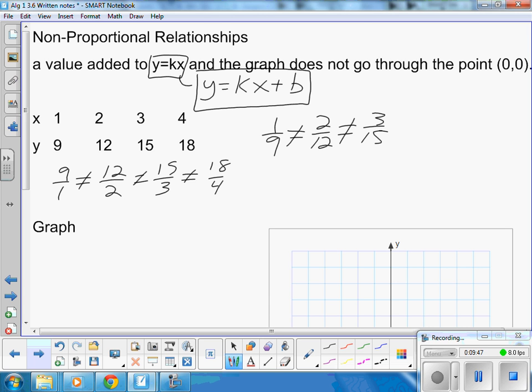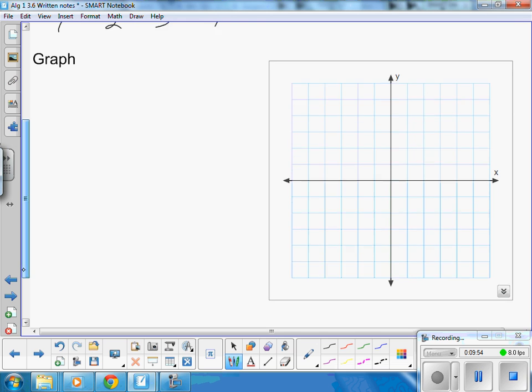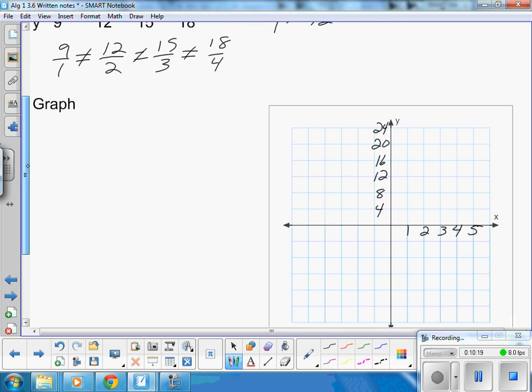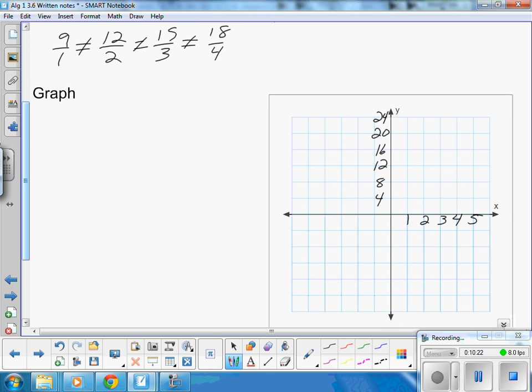Now, I'm going to come back to writing an equation in just a second, but let's graph these points. When we graph these points, I'm going to use 1, 2, 3, 4 for my x values again, counting by ones. But on my y's now, I can't count by ones. It won't fit, it won't work. So I'm going to count by fours: 4, 8, 12, 16, 20, and 24. At 1, we're going to have 9. At 2, it will be 12. At 3 is 15. At 4, it is 18.